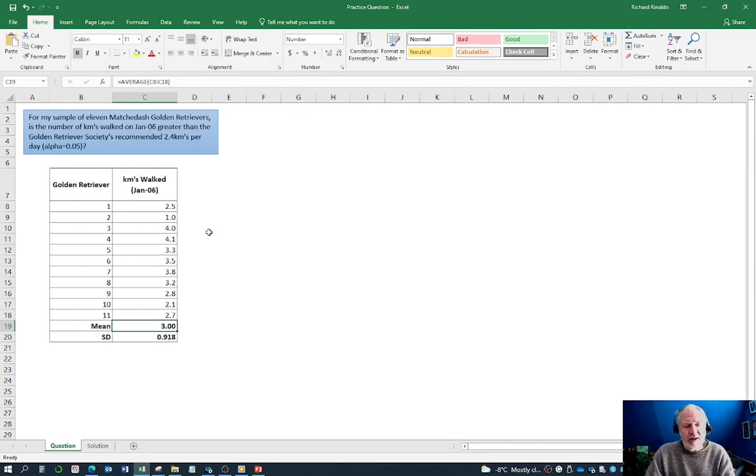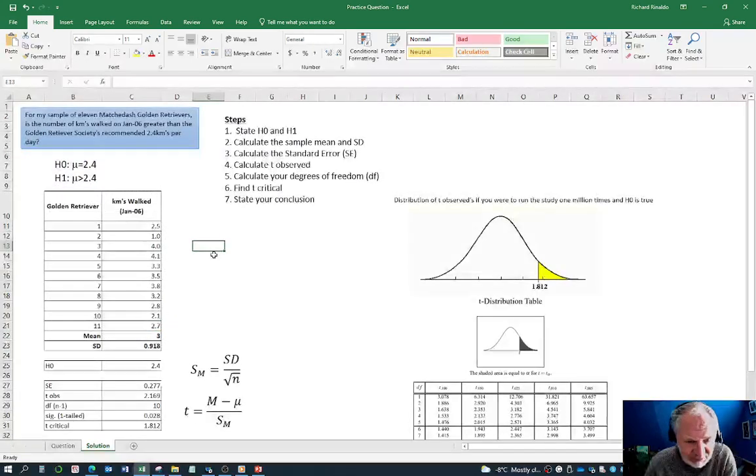Okay. So now I want to run my inferential test. I want to see, well, is this 3 kilometers solid evidence that they actually walk more than 2.4 kilometers? And my solution is on the next tab. The steps that you go through.